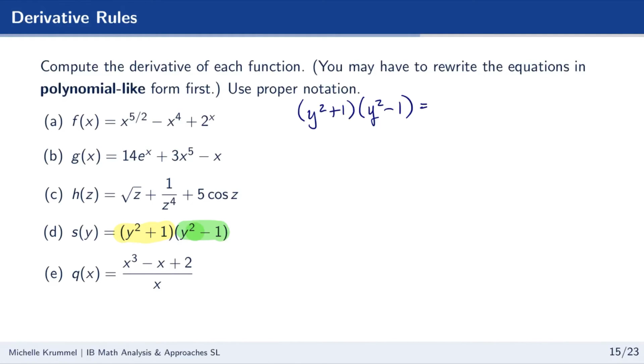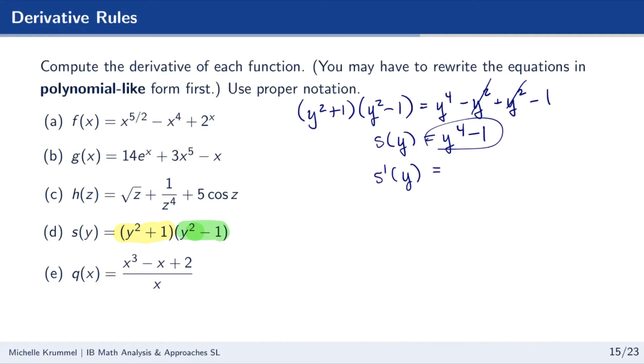If we expand y squared times y squared, y squared times negative 1, 1 times y squared, 1 times negative 1. So we get y to the 4th minus 1 is equal to s of y. So the derivative, s prime of y, now it's easy to take this derivative. We use the power rule on the first term and the constant rule on the second term. The derivative of y to the 4th is 4y cubed, and the derivative of negative 1 is 0. So s prime of y equals 4y cubed.